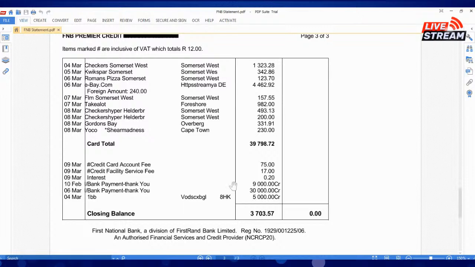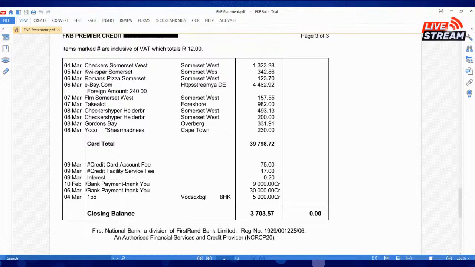What was the income on the banking statement? So yeah, you can say, okay, right, there's an internet banking that came through for 9,000 Rand, and then another payment of 30,000 Rand, and then another one of 5,000 Rand. So the question would be, if you look at that, where did that income derive from?